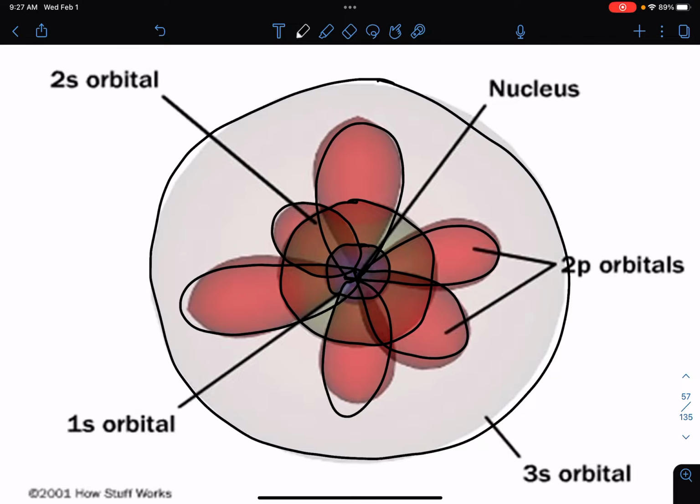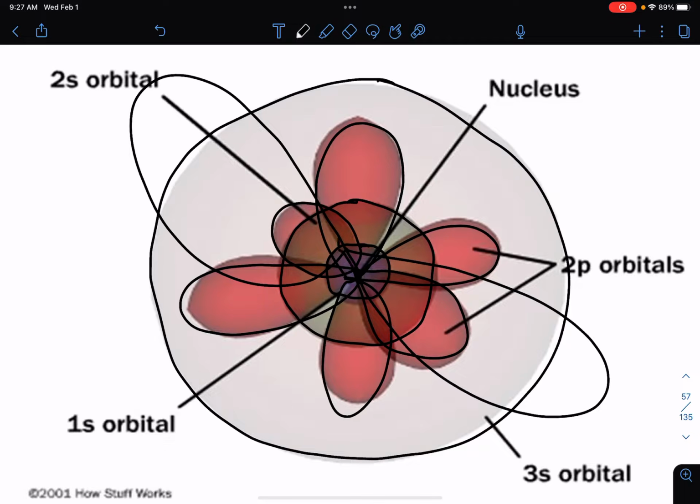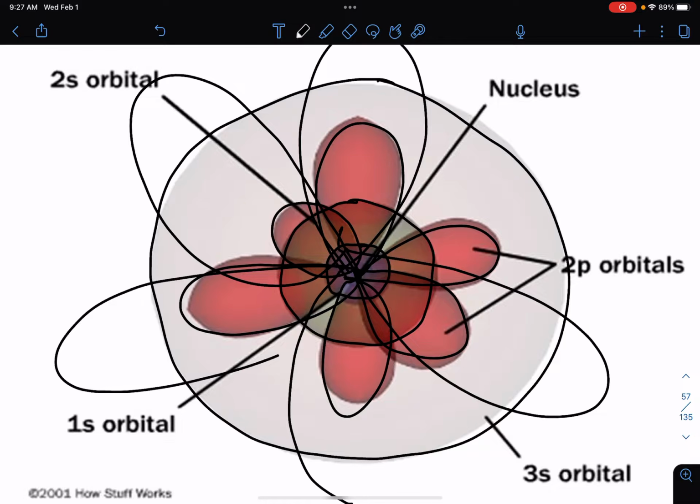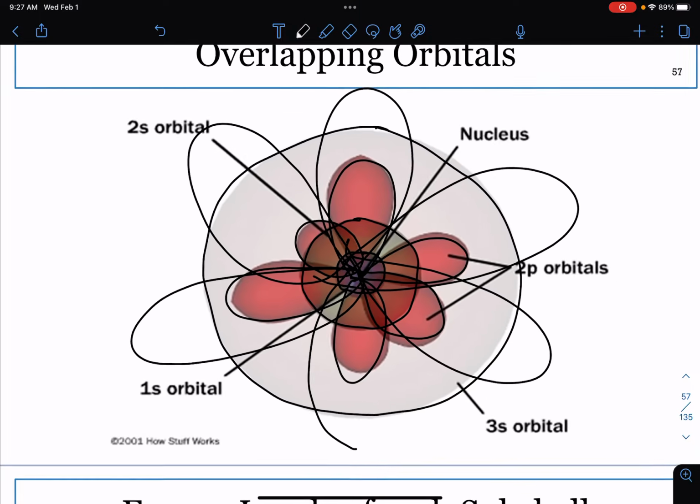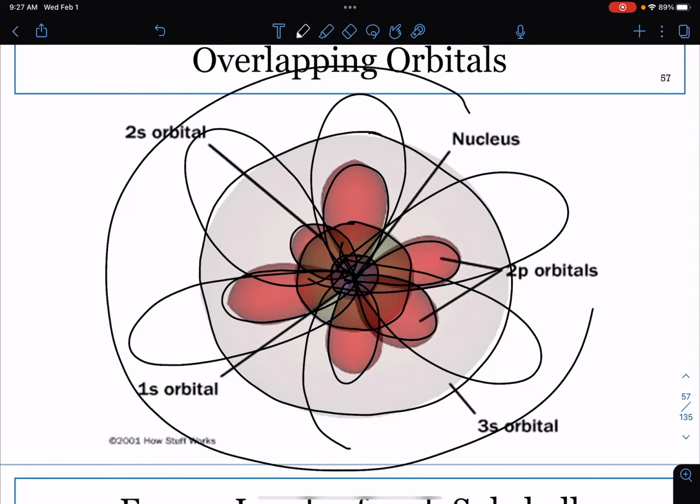We could keep going. The next step would be the 3p dumbbell shape, so larger P-shaped or dumbbell-shaped orbitals sitting up here kind of like this. And then after that, we would draw the 4s subshell, which would be even a larger circle. And then after that comes the D subshell, which is much harder to draw in a 2D flat surface like this, so I will not attempt that.